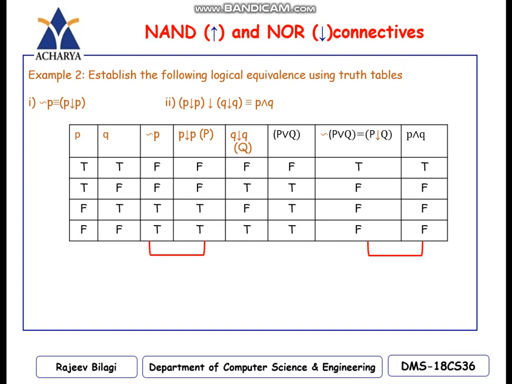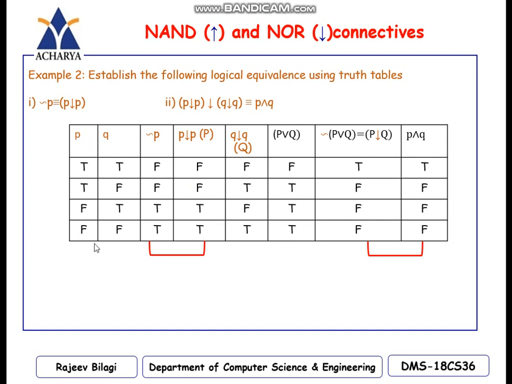Now one problem: proving the logical equivalence of these particular statements. Negation of P is logically equivalent to P NOR P. And here is another part: (P NOR P) NOR (Q NOR Q) is P and Q. So what I need to find out is negation of P, and then all these values.